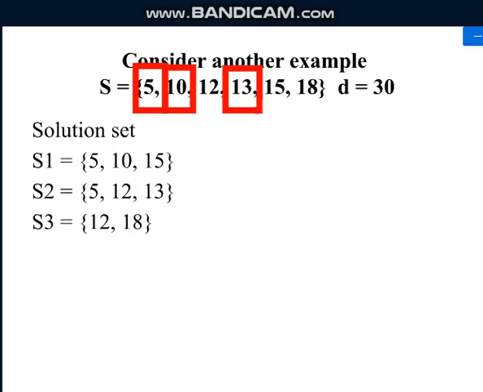So can I include the next one? 28 is less than 30, but if I include the next one, that will be much greater, isn't it? So I will stop there. That is the dead end. So now I'll again exclude 13 and then I'll consider 15. Now tell me what is the sum? 5 plus 10 plus 15 will give you 30. So we have found one solution.